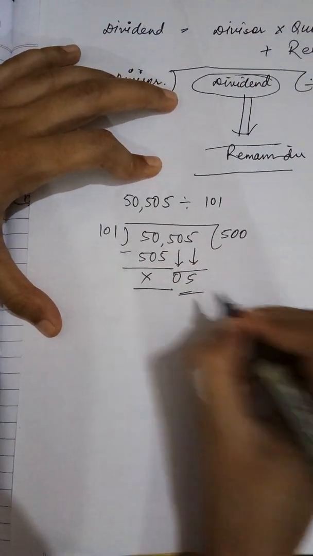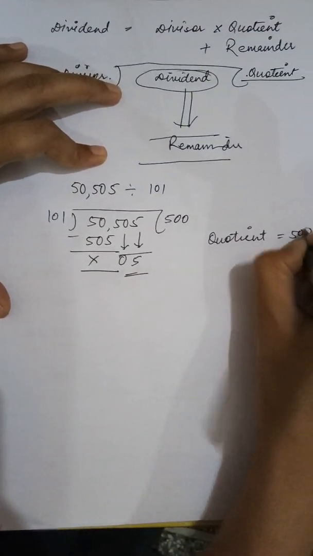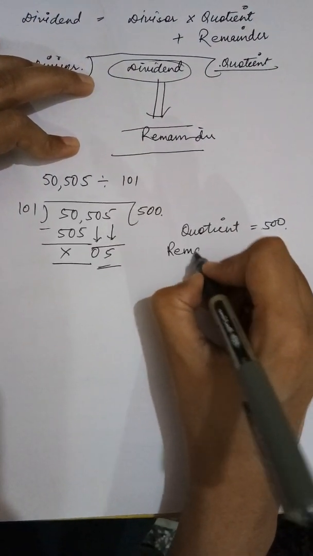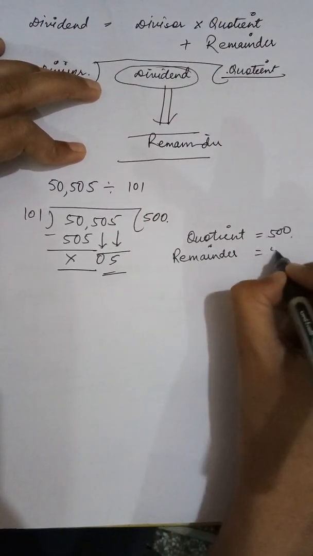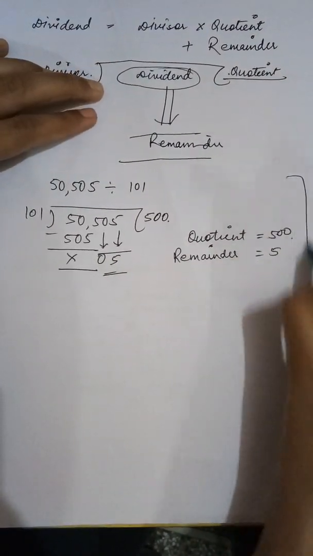So now my quotient in this is how much? 500. My quotient here has come 500 and the remainder is 5. So the remainder is 5 and the quotient is 500, right? So this was the first part.